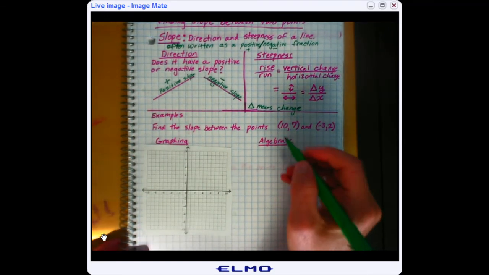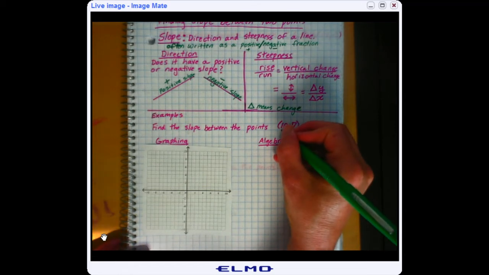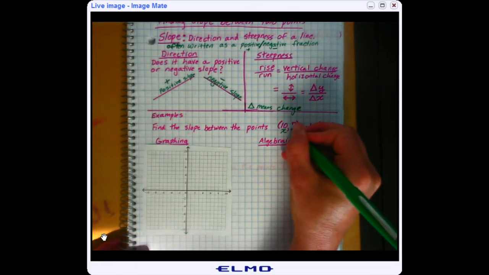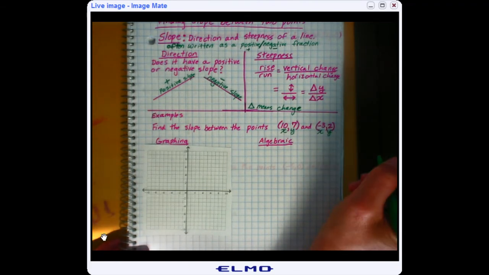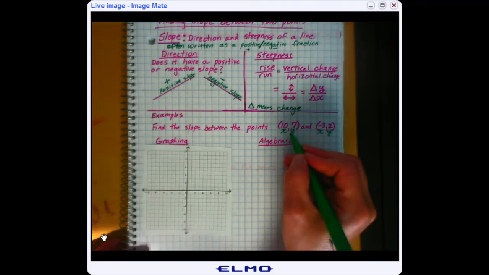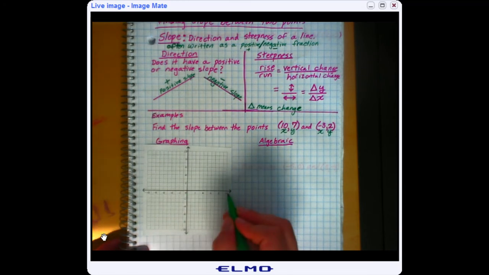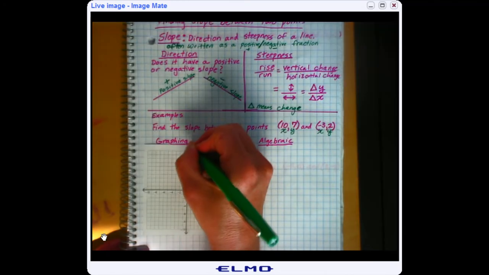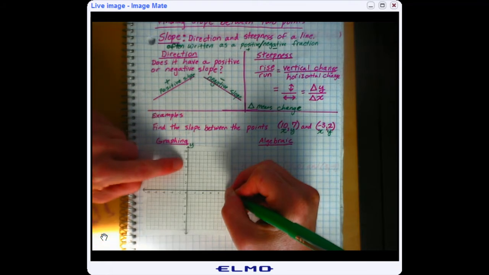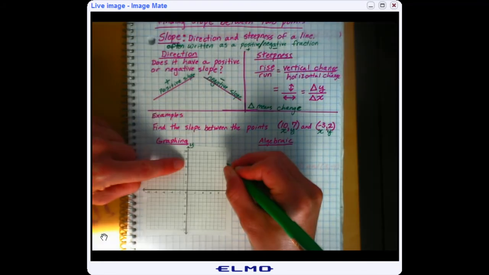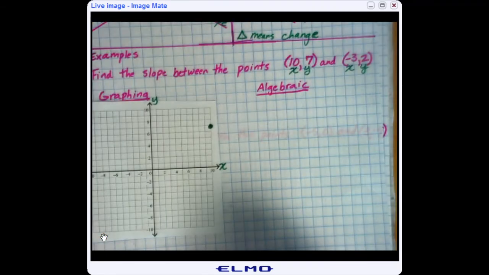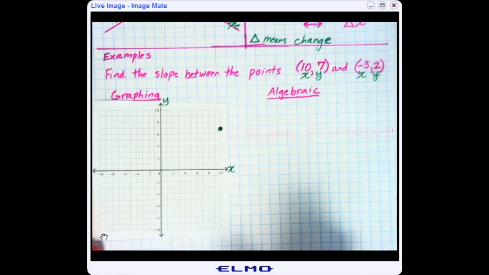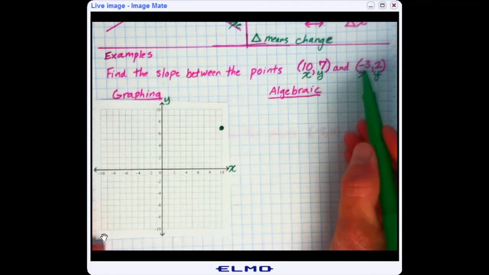When I'm plotting points, just remember that the first value is always my x value, and the second one is always y. Same thing here, my first value is x, and my second value is y. So when I plot this point, 10, 7, I'm going to go to 10 along my x-axis, and I'm going to see where that meets up on my y-axis at 7, and I've plotted my point 10, 7. Okay, I'm going to zoom in a little bit for you guys. Then I'm going to plot my next point, negative 3, 2.